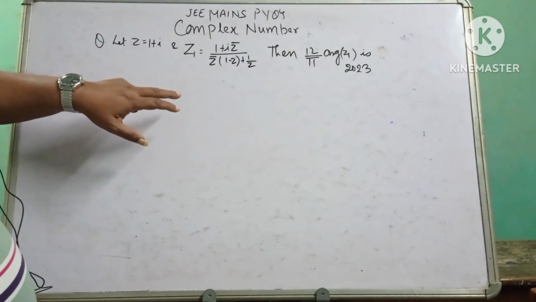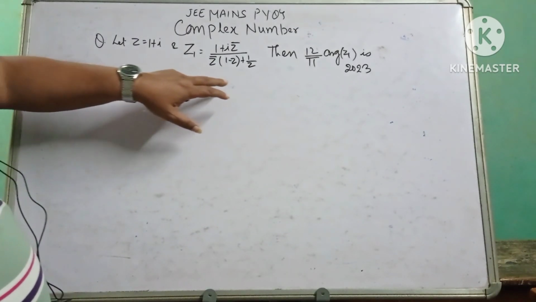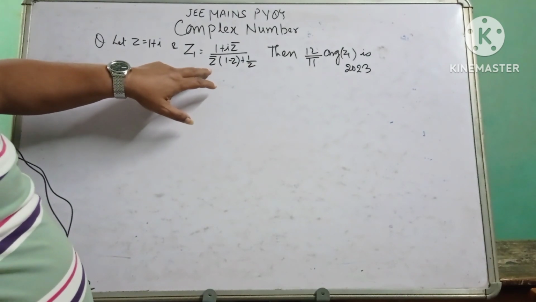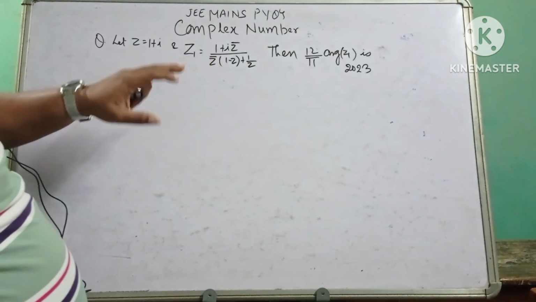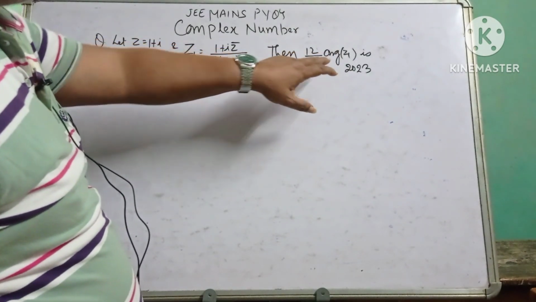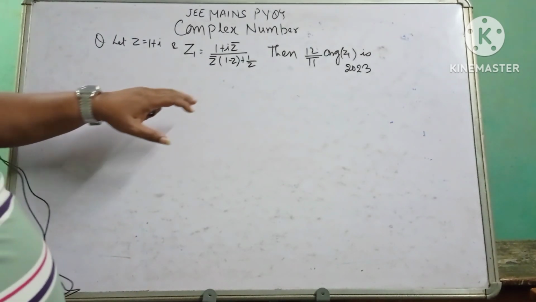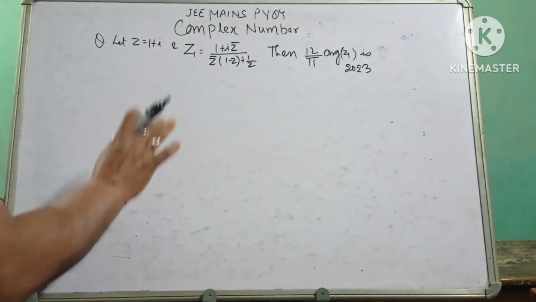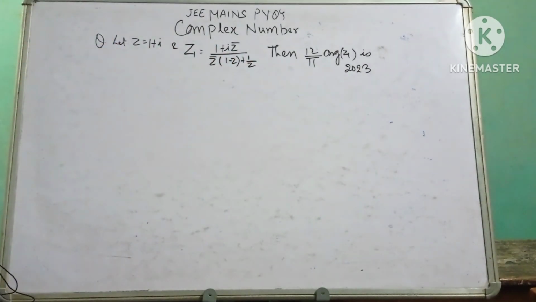The only knowledge you must have is what z is, and what z bar is, that is the conjugate. This is the only concept, and here there is the argument. The argument means the angle which the complex number makes with the x-axis. It's a simple question. You just have to place the value of z and solve it. Nothing else.